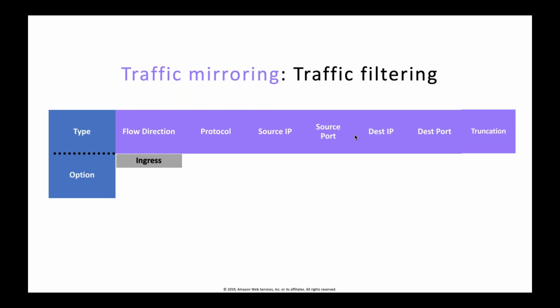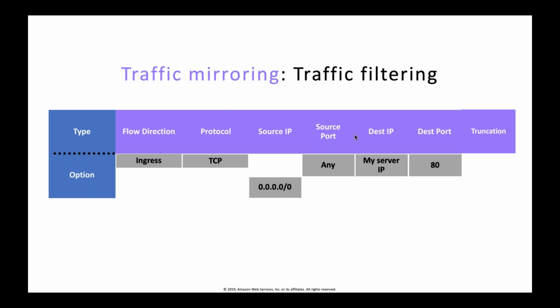So I start by saying I need to mirror all ingress traffic on a particular EC2 instance. I select the protocol TCP, as HTTP traffic is TCP. The source could be anything, so the traffic can come from anywhere on any source port. The destination is the EC2 instance where I want to mirror the traffic. So the destination should be the IP address of the EC2 instance, and the destination port would be 80. Very similar to how you create a network ACL.